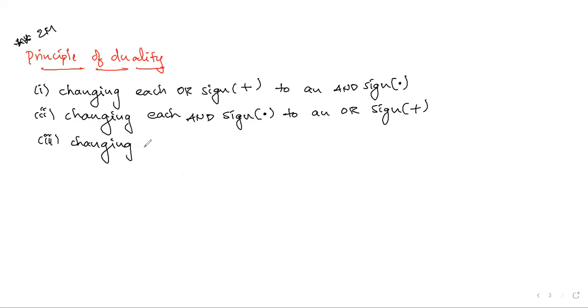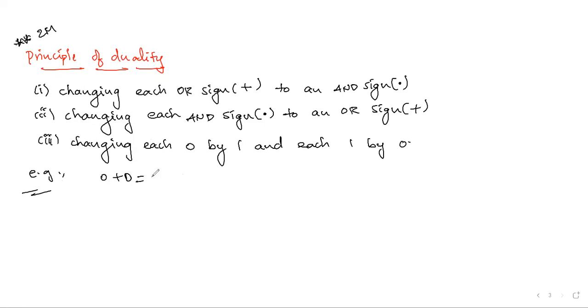Changing each 0 by 1 and each 1 by 0. The example for this, so 0 or 0 will be 0. See, applying the principle of duality, this 0 becomes 1, OR becomes AND, 0 becomes 1. This is the example we can consider for the principle of duality.